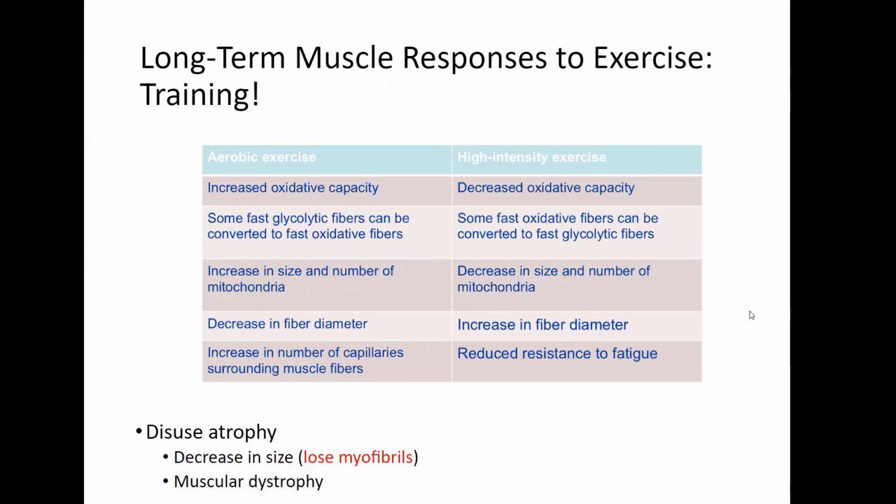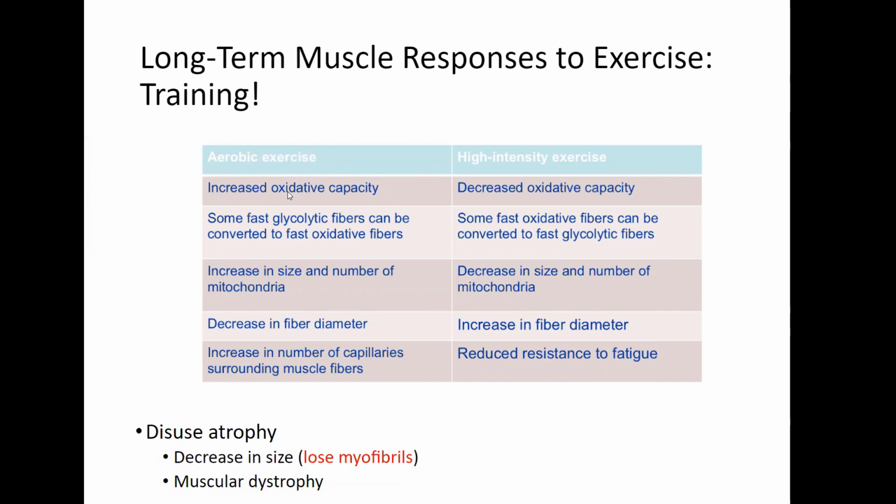So this is what I wanted to get to. We do see long-term muscle responses to exercise. One of the reasons people exercise is they train. If you're an athlete, you train to do your sport. Different types of activity are going to have different effects on our fibers. With aerobic exercises, we're going to see increased oxidative capacity. So we're going to be increasing our ability to do oxidative phosphorylation.